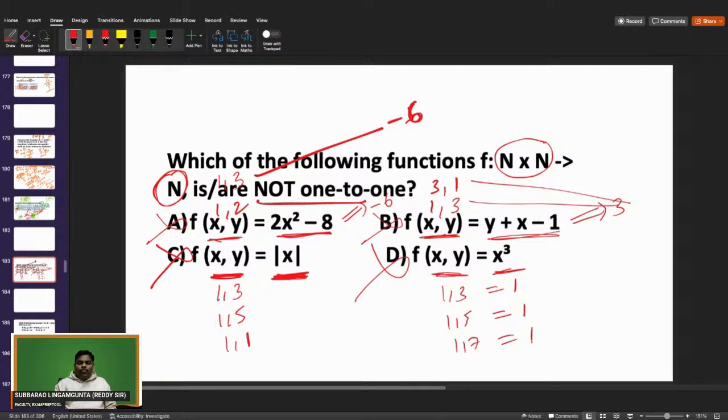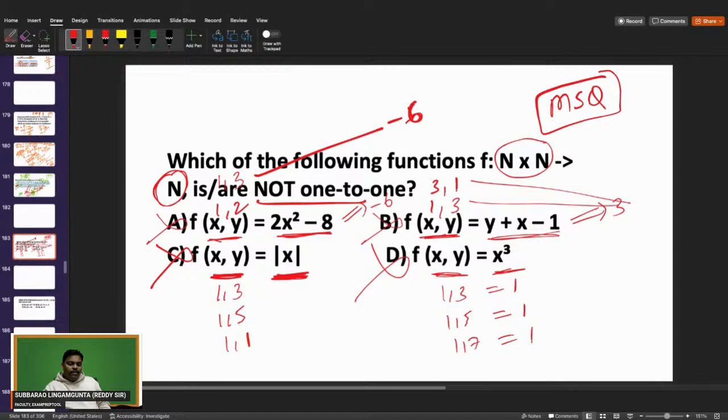Two people cannot go to the same slot. It is an MSQ. Verify if I have done anything wrong. There may be a chance I have done something wrong.